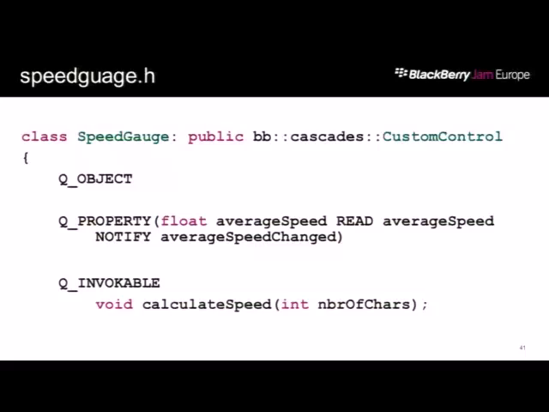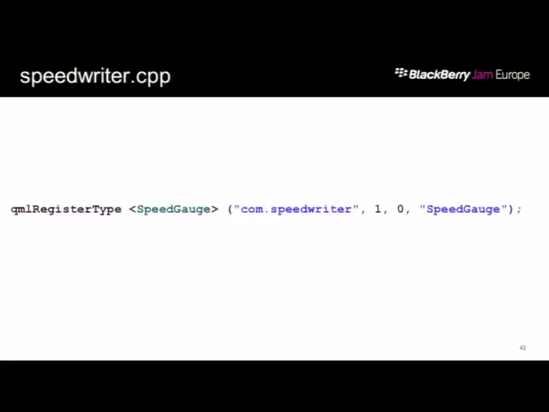And then we expose one of the functions in the C++ code. So here we declare this as Q-invocable. Q-invocable means it can be reached from QML. So after you've done this, you can reach calculate speed from QML. The function calculate speed will take the number of characters since last time. It will update the needles as they should be, calculate how much they should turn and stuff like that.